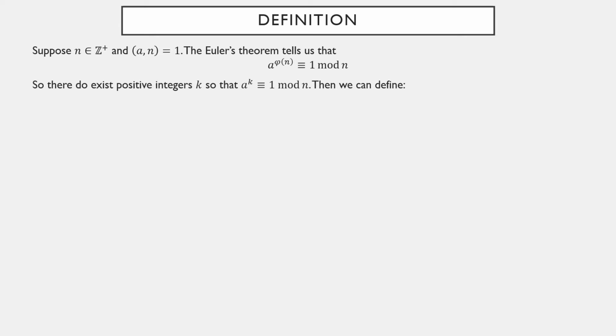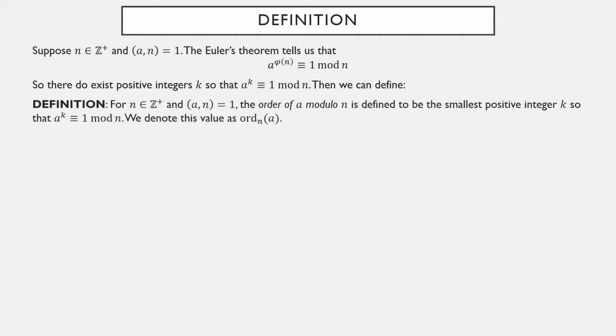In other words, there are at least some positive integers k, so that a to the k is equivalent to 1 mod n. Phi of n is one such integer, but there might be more. So we define, for this positive integer n and a relatively prime to it, the order of a modulo n is the smallest positive integer k that satisfies a to the k is equivalent to 1 modulo n. And we write this as order subscript n of a, and we just say it out loud as the order of a mod n.